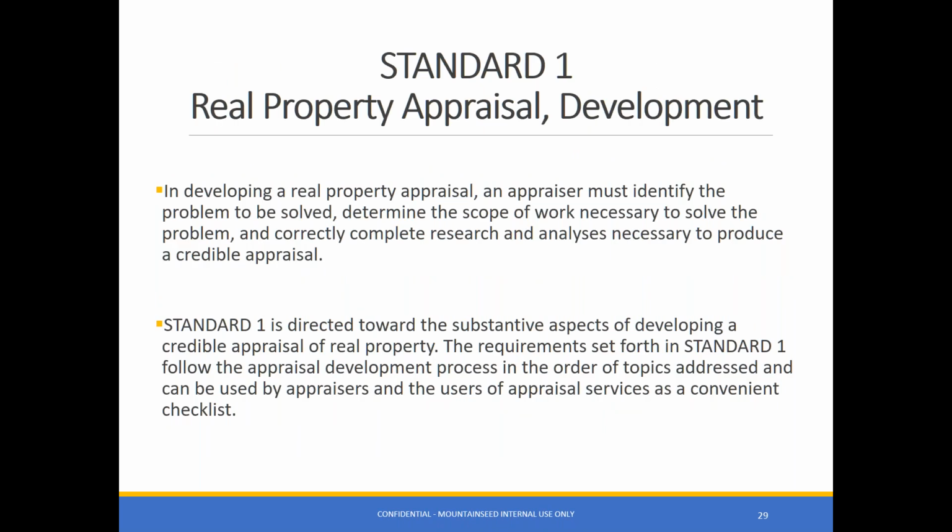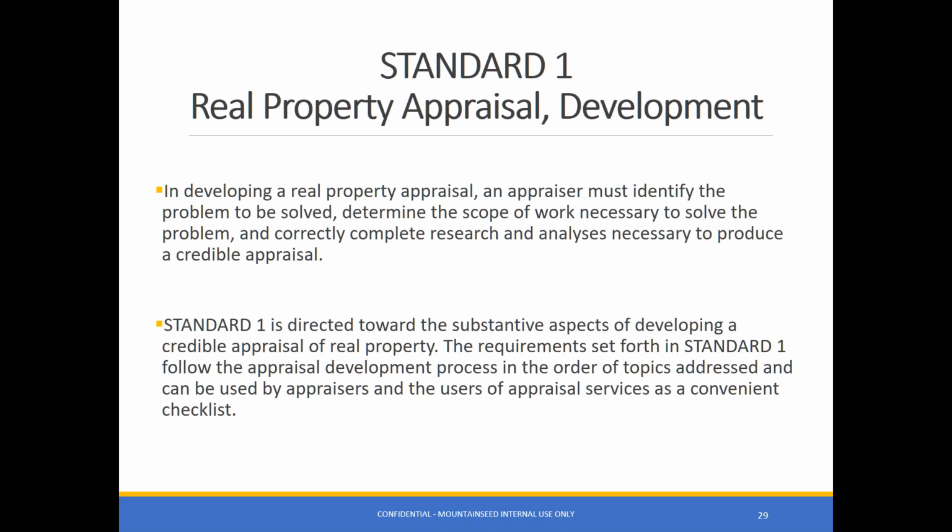So standard 1. Standard 1 states that in developing a real property appraisal, an appraiser must identify the problem to be solved, determine the scope of work necessary to solve the problem, and correctly complete the research and analysis necessary to produce a credible appraisal. Sounds like I just repeated myself from when I was talking about the scope of work rule, right? Because it's: tell us what the problem is, do the research, report it correctly, and give us a credible appraisal. It's really the main thing. That's what an appraiser's job is. That's what an appraisal is meant to do. Without getting into detail, it's just tell us what you're going to do, and show us, right? Standard 1 is directed toward the substantive aspects of developing an appraisal.